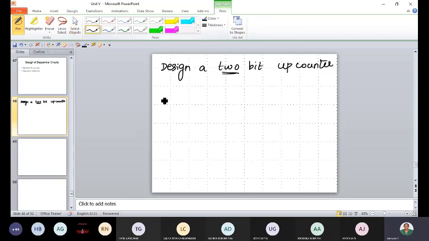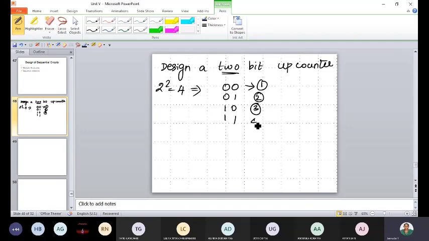So 2 bits in the sense, 2 power 2, you have 4 input combinations. So you have 0 0, 0 1, 1 0, 1 1. This is your state. This is state 1, 2, 3, 4. You have 4 different states in the circuit. So first decide how many bits and decide the states. So you have 2 bits. Keep in mind, a flip-flop is a single bit storage unit. It can store only a single bit. But we are talking about 2-bit transitions.